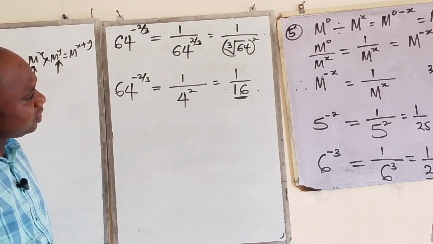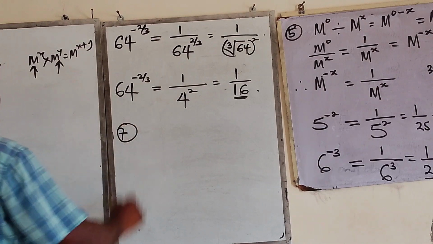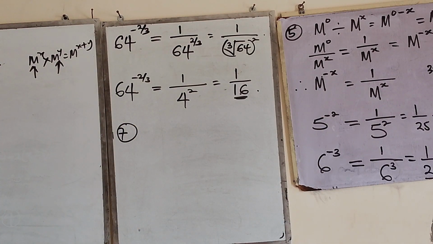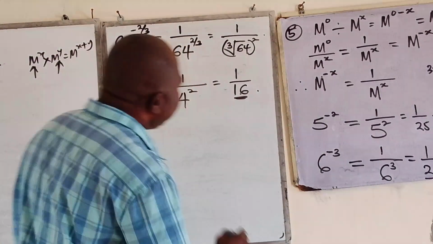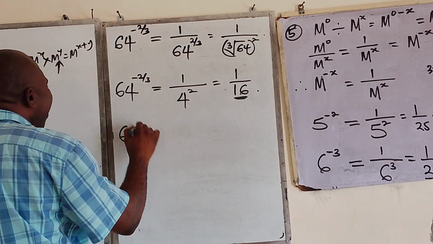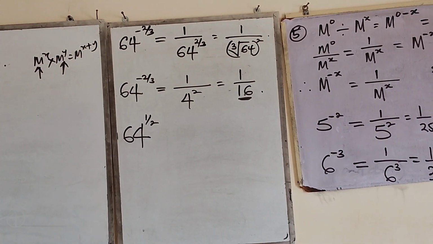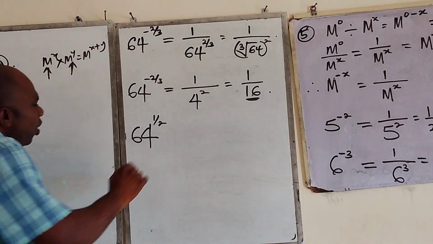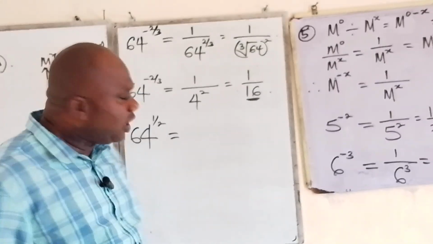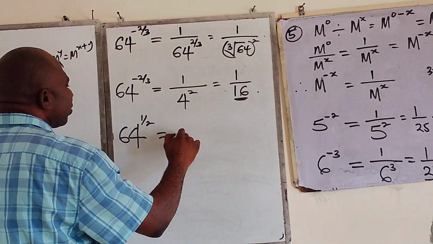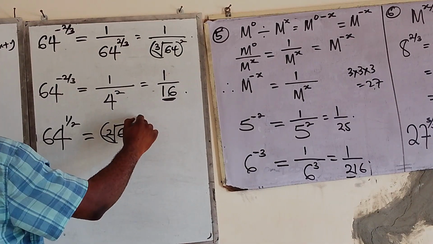Now let's move straight to the seventh law. Before that, let's also look at this: 64 raised to the power of 1 all over 2. Ordinarily, going by that law, we'd call it the 2 root of 64 all raised to the power of 1.